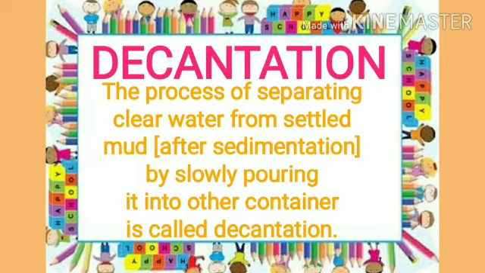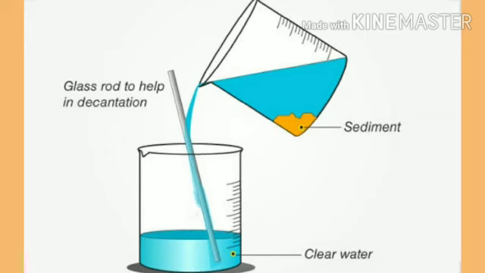The second process is decantation. The process of separating clear water from settled mud after the sedimentation process by slowly pouring it into another container is called decantation. The sediments remain in the other container.